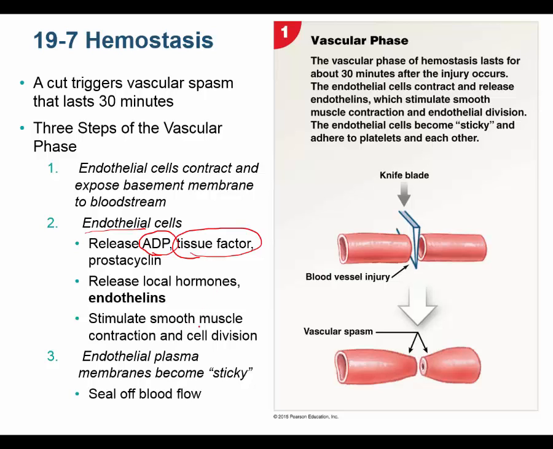So even while you're activating platelets, you're activating some of the proteins necessary in the coagulation phase. You stimulate smooth muscles, and that's part of the spasm. That's the spasm right there. You release some other chemicals called endothelins. And what these do is they actually do a couple things.